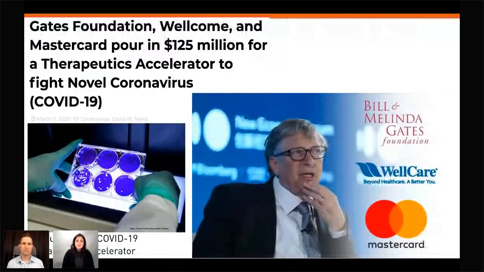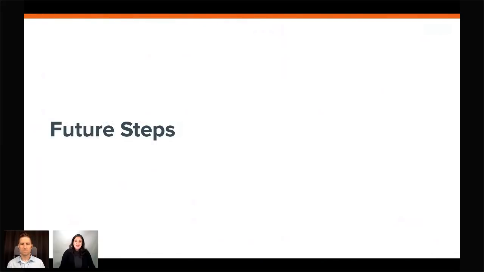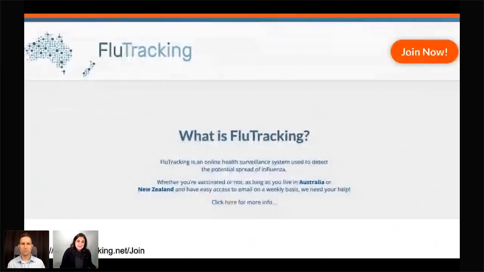But just last week, a new collaboration was announced, and the Gates Foundation, the Wellcome Trust in the UK, and MasterCard have created a $125 million therapeutics accelerator to fight COVID-19. So that's probably also going to spur a lot of innovation in this space. And that brings us to the final bit. What are our future steps?